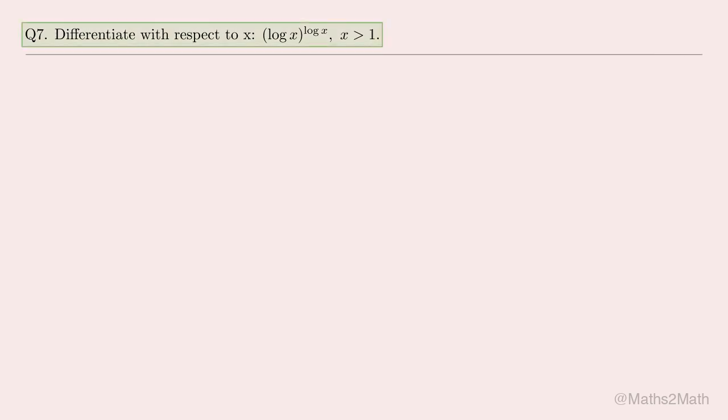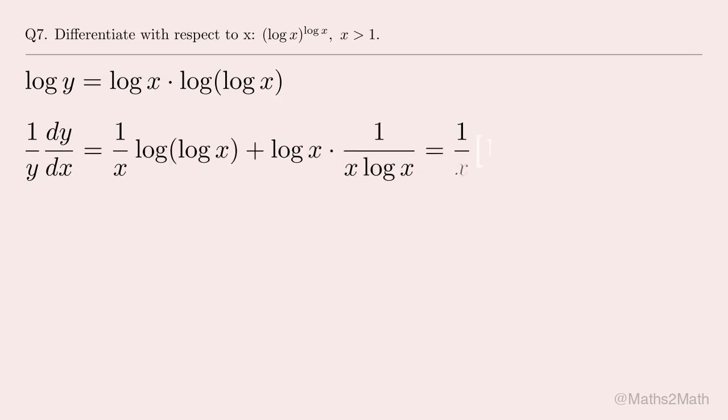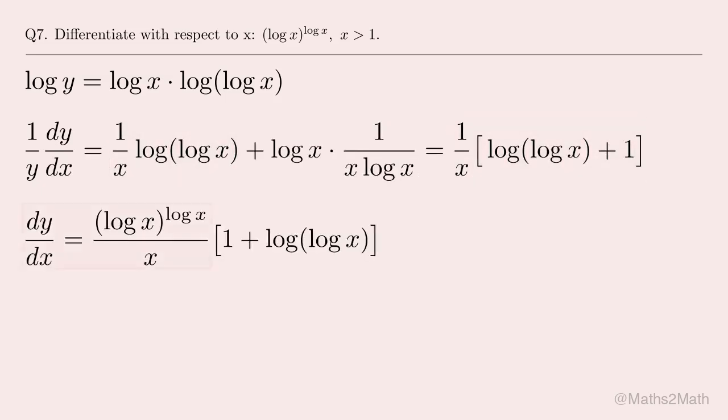Question 7. Log x raised to log x, logs on logs. One more logarithm untangles it. Take logs. Log y is log x times log x. Product rule, both terms produce a factor of 1 over x. Multiply back by y.